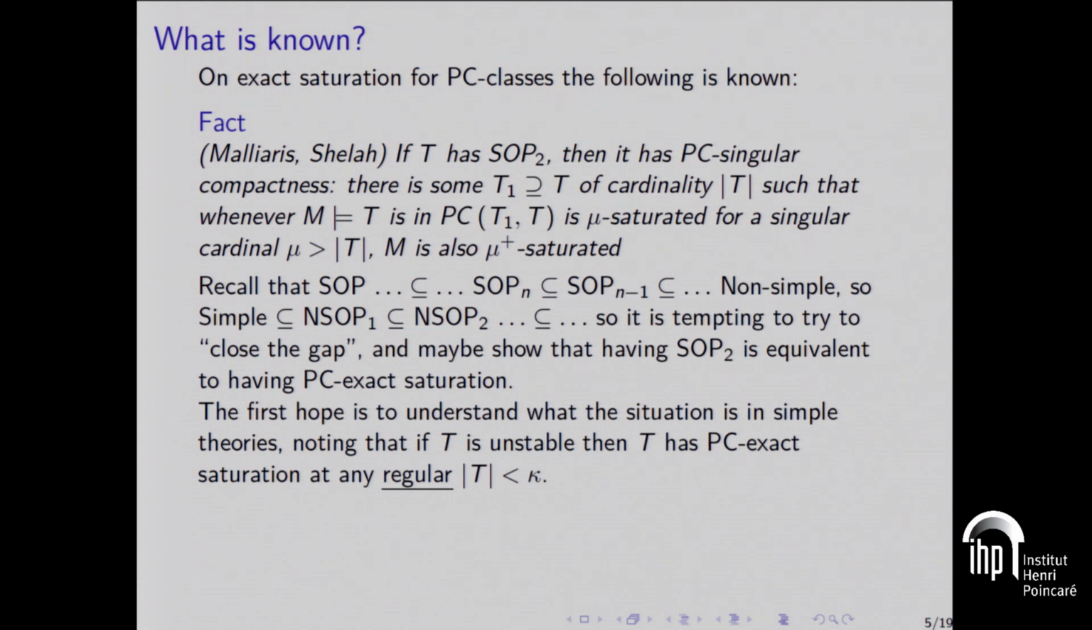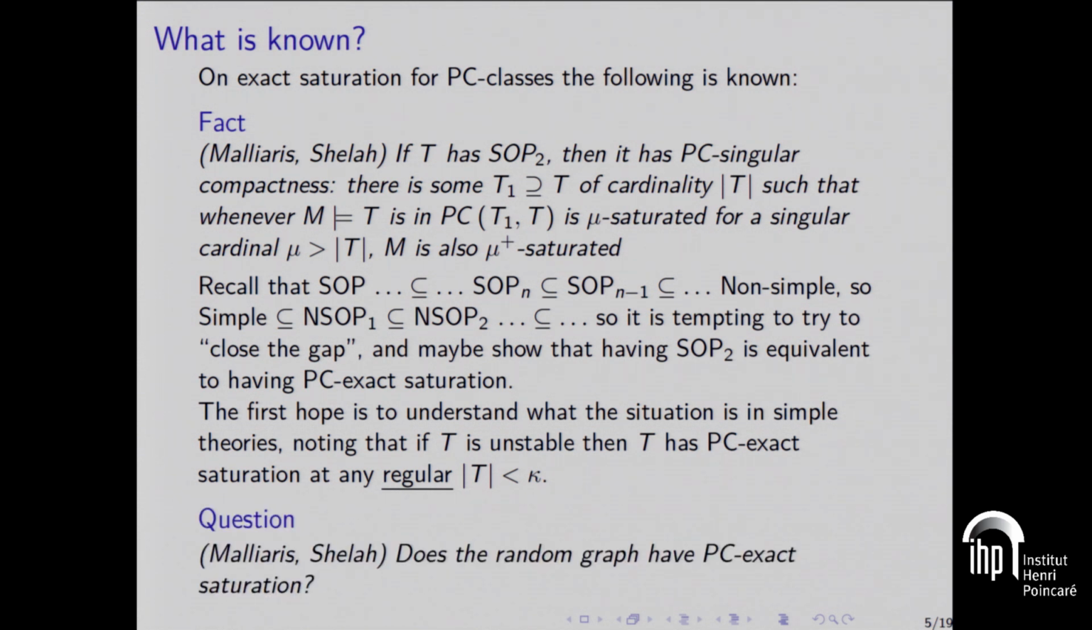So first we note that the previous proof. Remember, for unstable theories, for any regular cardinal you'll have exact saturation. So the same proof will show that you actually have PC exact saturation. So for simple, not stable, the only interesting thing is singular cardinals. And here's a question that they asked: whether the random graph even has PC exact saturation. So even this wasn't known until now.